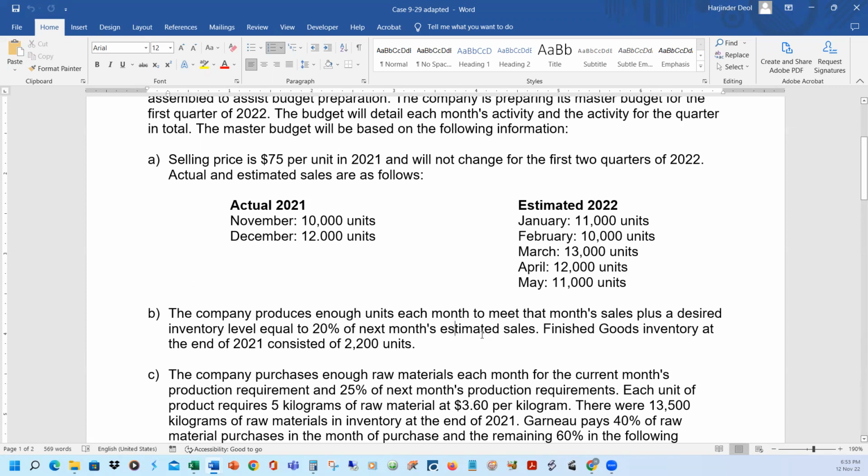So this company does not want to take the risk of ever ending up in a situation where they run out of stock to sell. So the company management would like to play it safe and maintain an ending finished goods inventory level of 20% of the following month. So what does that mean?